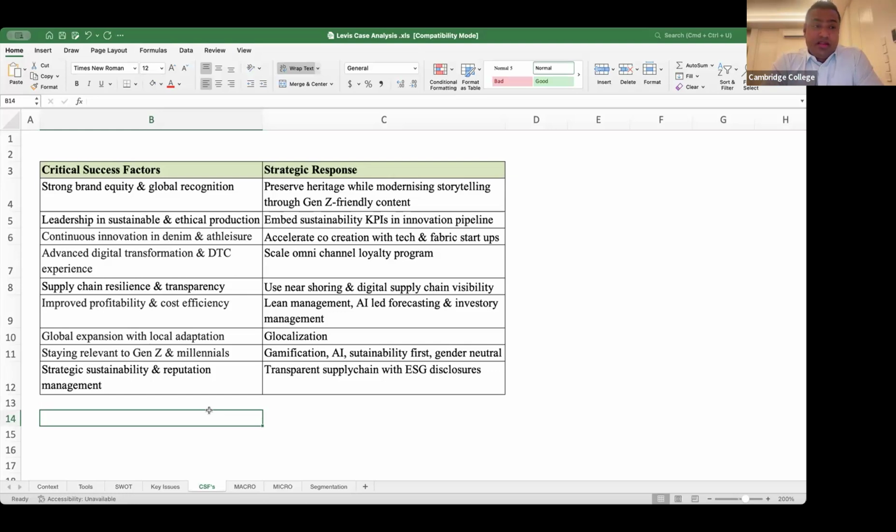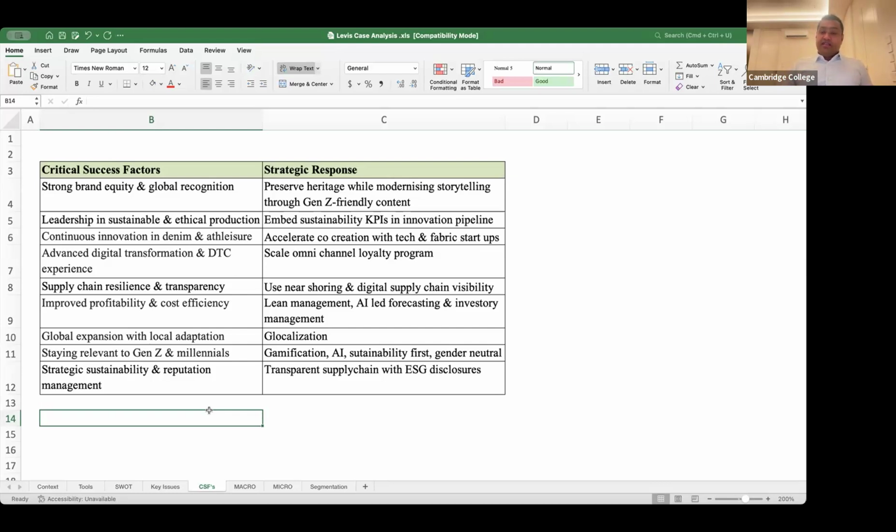Okay, right. So continuous innovation in denim and athleisure. Innovation is a must. They're doing a lot with regards to different types of manufacturing process innovation. Advanced digital transformation and direct to customer experience is another critical success factor to remain the market leader in the industry.